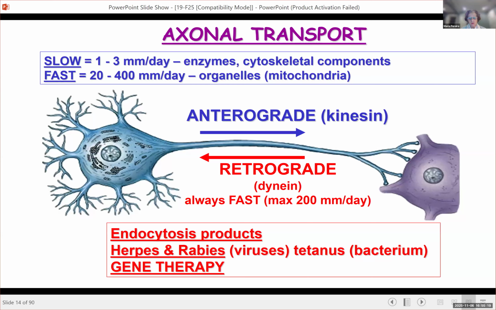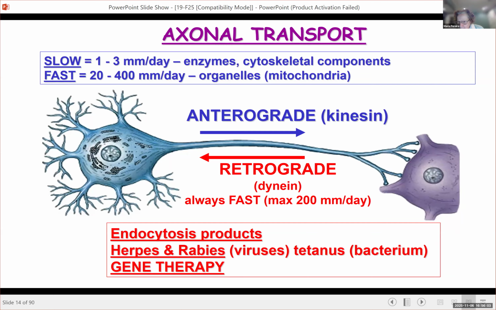Well, we can also use this strategy for gene therapy to treat the nervous system. So you could administer viruses that are genetically engineered to have a specific gene that is necessary. Those genetically engineered viruses would come in through the axon terminal and be conducted via dynein all the way to the cell body, where then they could replicate and make the protein that is not mutated.